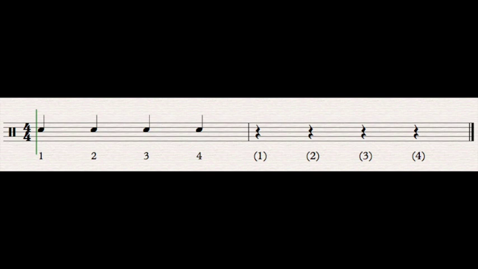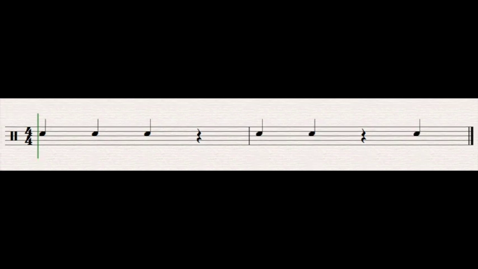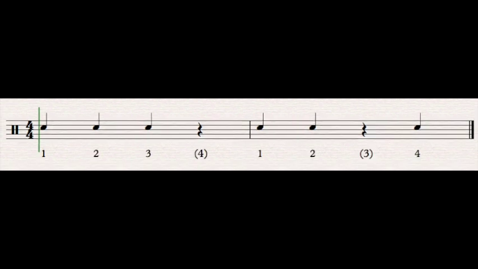Okay? So let's take one more example of this. So this one you would say 1, 2, 3, 4. 1, 2, 3, 4. So to write that on the page, you would write 1, 2, 3, and then 4 would be in parentheses because that's a rest. And then you would write 1, 2, 3 in parentheses, 4. So that's how we handle the stuff we've already done: quarter notes and quarter rests. Just remember, rests go in parentheses, no big deal.